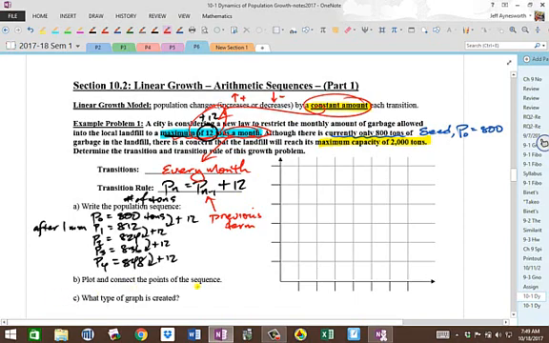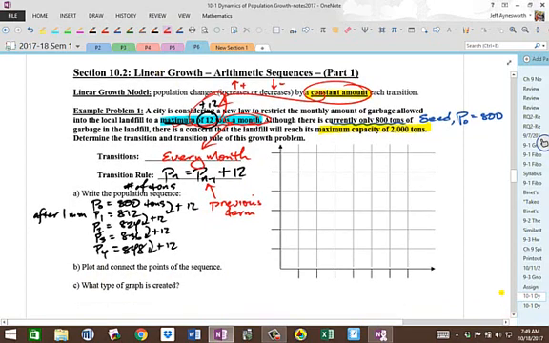Next, we want to plot and connect the points in the sequence and show that it's a linear growth model. It acts like a line. So what we're going to do is put the transitions on the horizontal axis, in terms of n, where this is P sub n. So we're at 0, 1, 2, 3, 4, 5, 6, 7, after 7 transitions. And on the vertical axis, these populations refer to tons. This is tonnage. So let's put tonnage right up here.